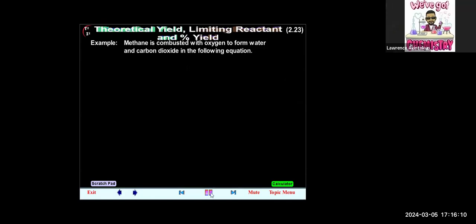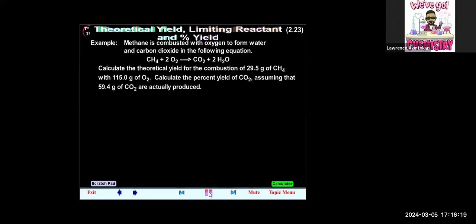Example 3. Methane is combusted with oxygen to form water and carbon dioxide in the following equation. Calculate the theoretical yield for the combustion of 29.5 grams of CH4 with 115.0 grams of O2. Calculate the percent yield of CO2, assuming that 59.4 grams of CO2 are actually produced. All right, I'm going to pause here. Make sure you complete this when you come to class next day. Tomorrow, we're going to work this in groups and show your answers.